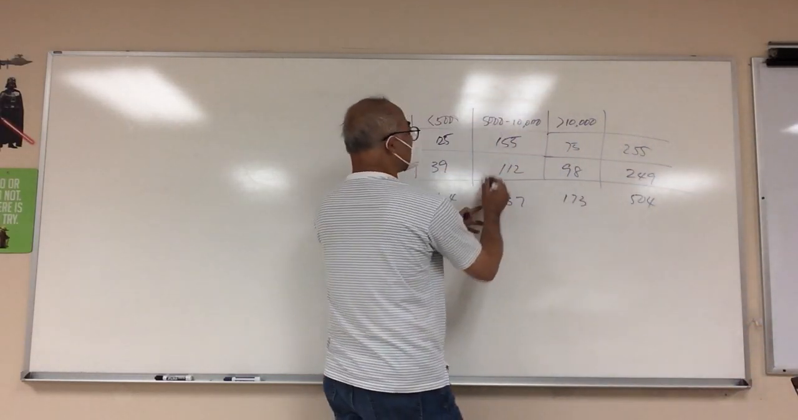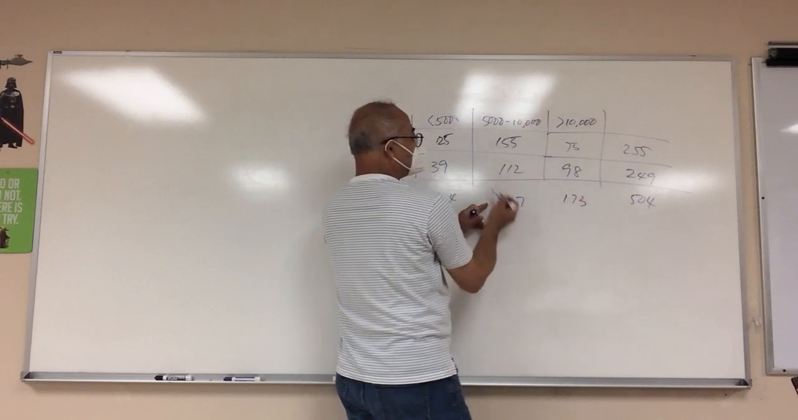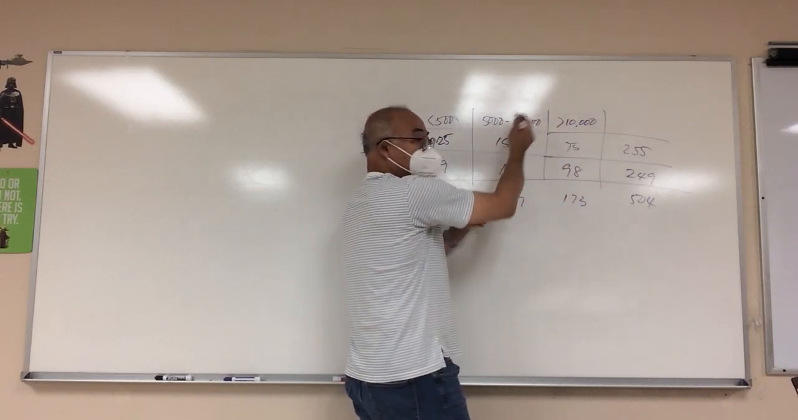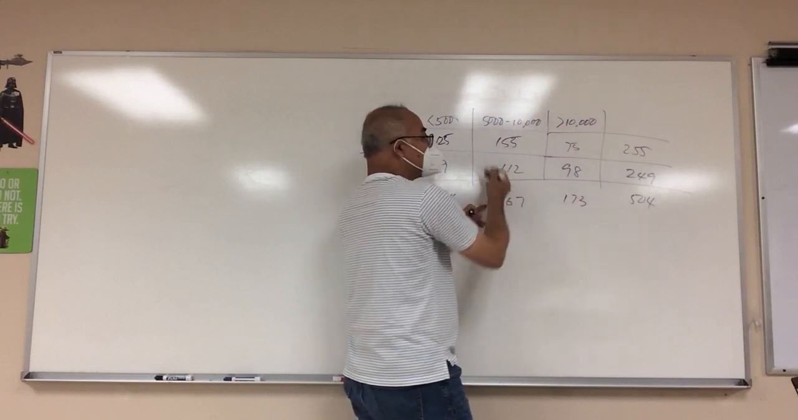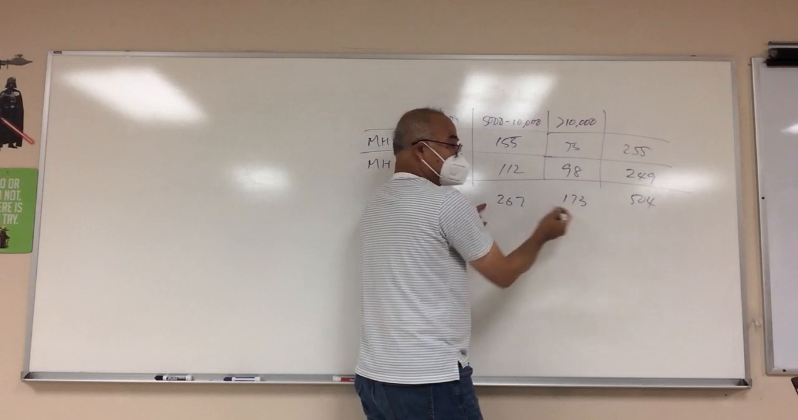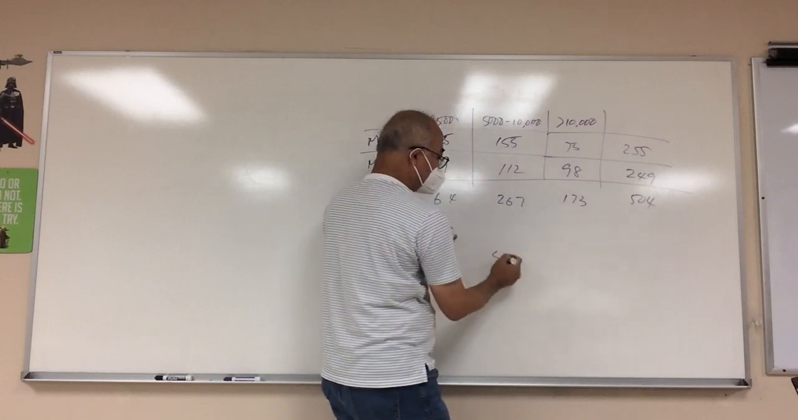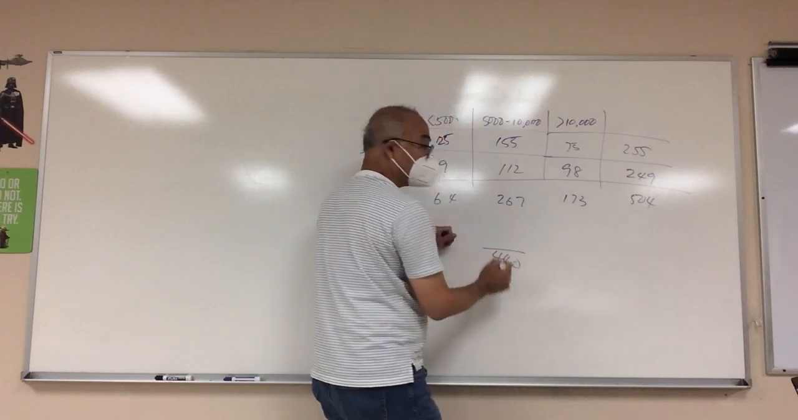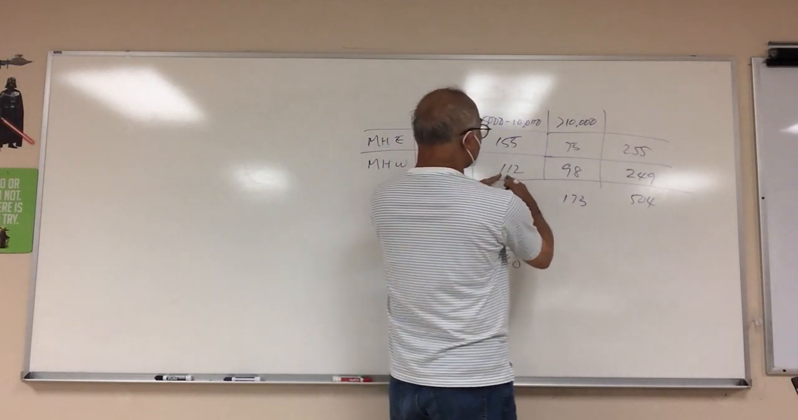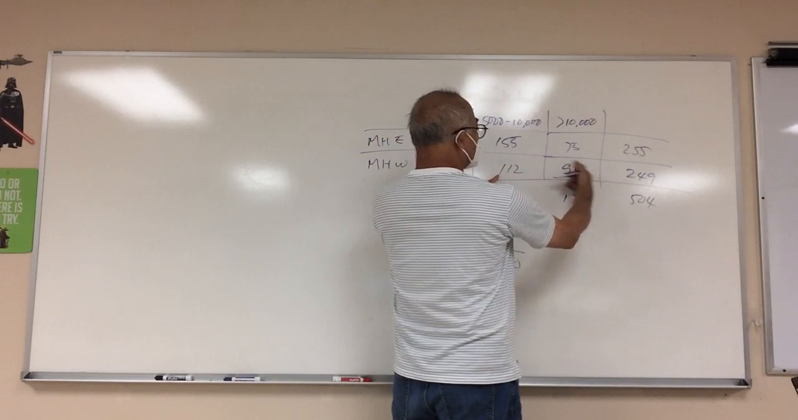So that would be what? These guys right here, right? Are these the people who are planning to attend greater than 10,000? So how many students are there altogether? It's this guy plus this guy, right? Which is what? 440. And they want to know how many people would be in Manhattan West, so it would be these two right here.